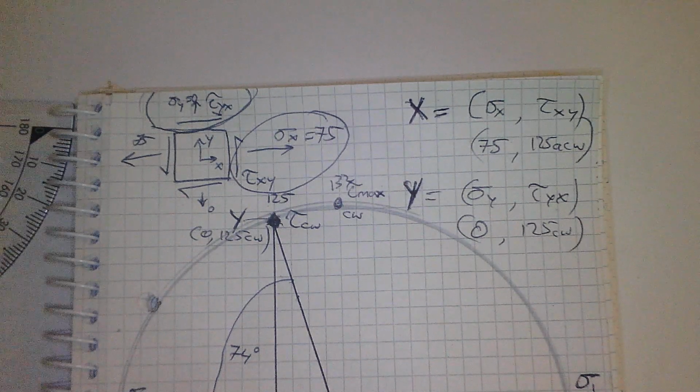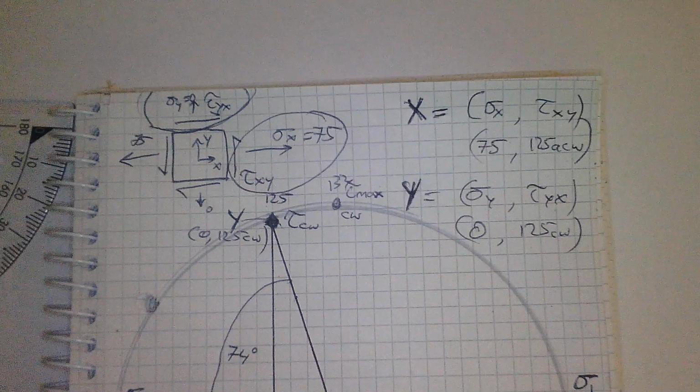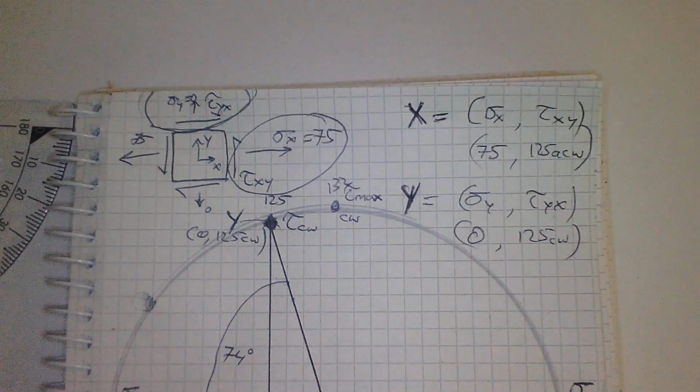Okay? So in the real world, in the original y direction, there was 0 normal stress. If you rotate 37 degrees anti-clockwise from your original y-axis, you would have minus 95 megapascals. So 95 megapascals of compression, 37 degrees anti-clockwise from your original y-axis. Okay?